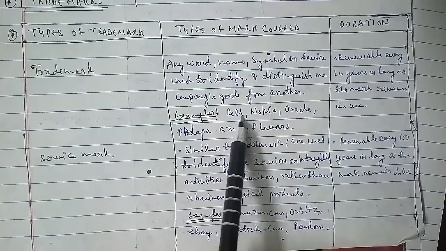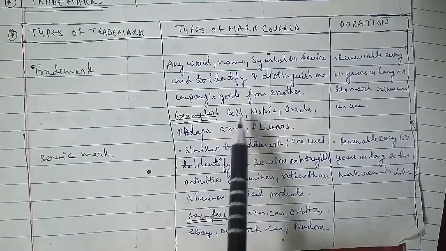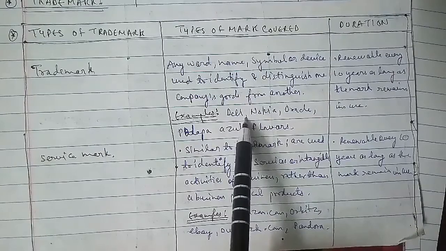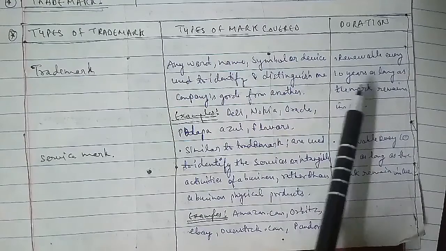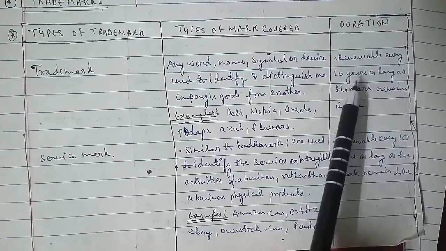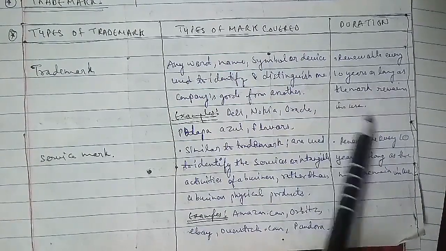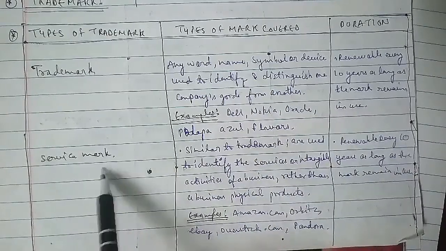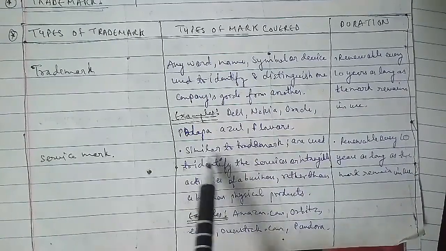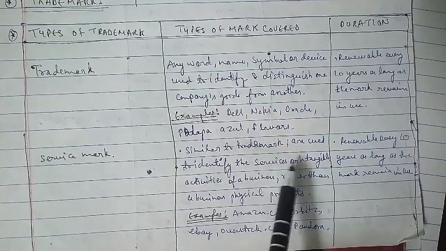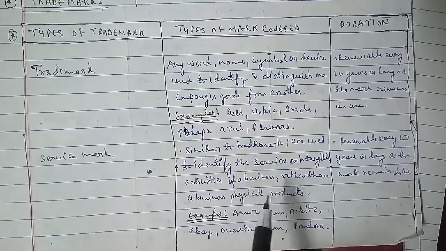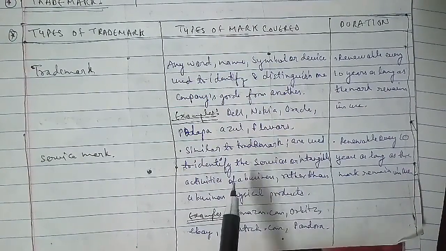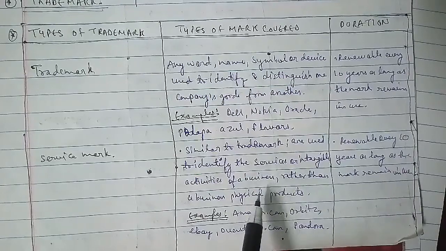Now we'll go ahead with the details of another one. The third is the collective mark, and the last is the certification mark. The collective mark stands for trademarks or service marks used by the members of cooperative associations and other collective groups. Examples are Rotary International, franchisees, and associations. In terms of duration, it is renewable every 10 years as long as the mark remains in use.